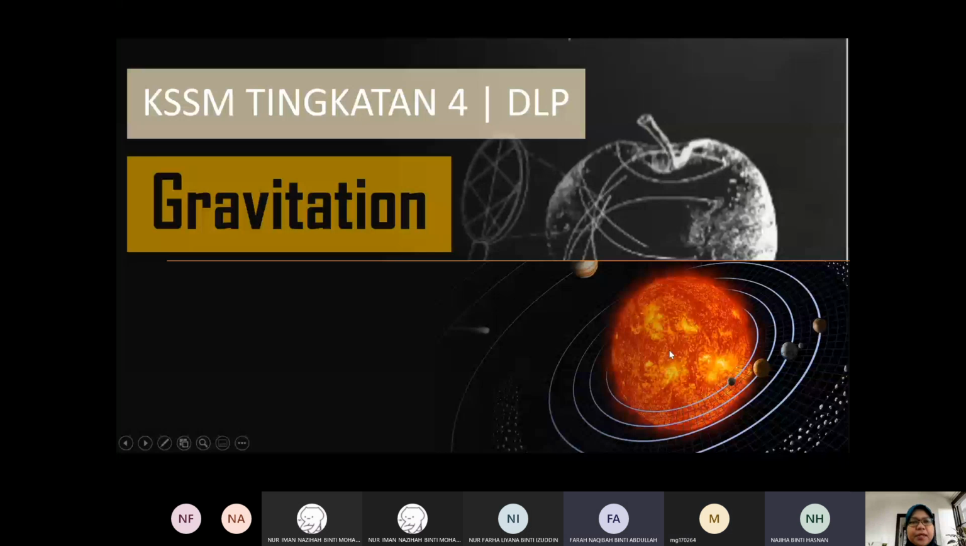Boleh. Okay. Gravitation. This is a new topic for you. This is the SSM syllabus, Form 4 syllabus. But we plan this one for Form 5 for you, because you are doing GCSE. But we have more time.